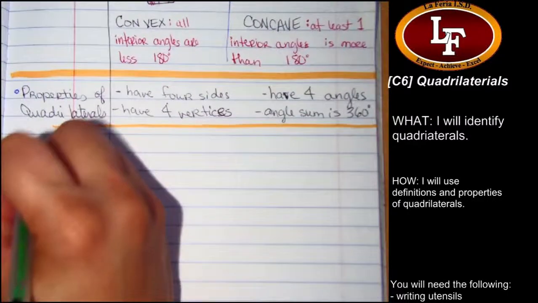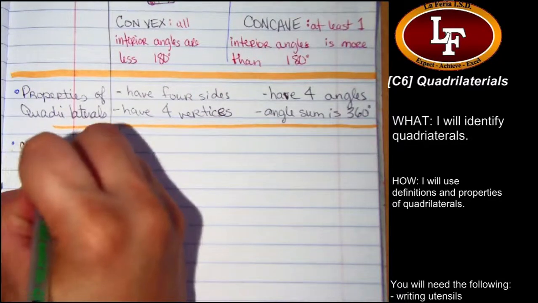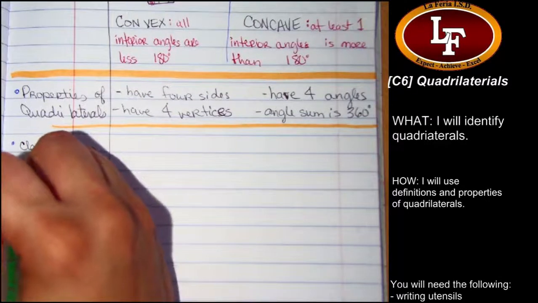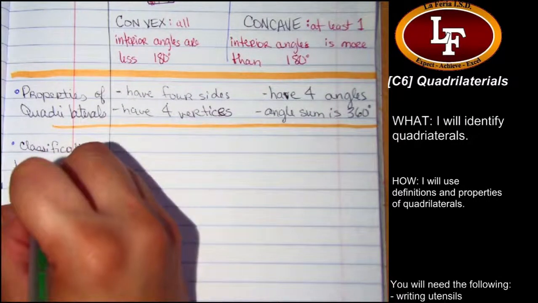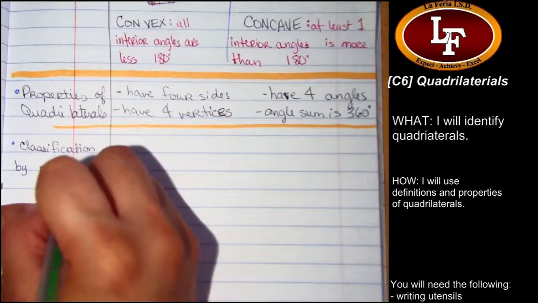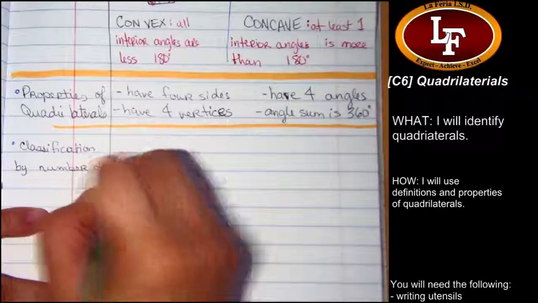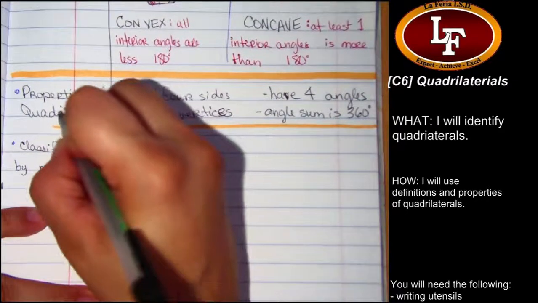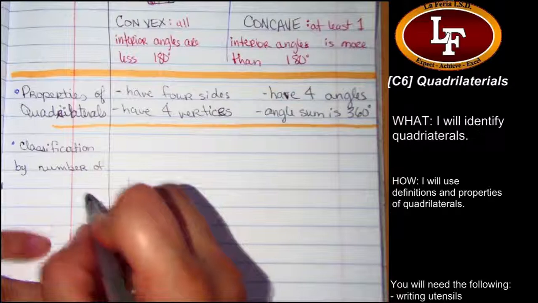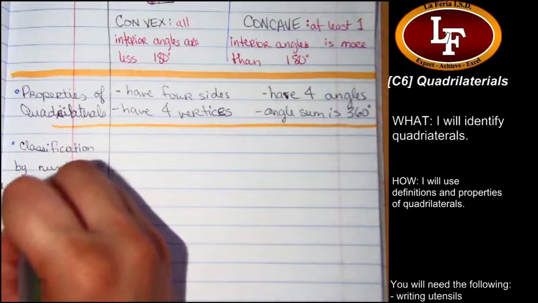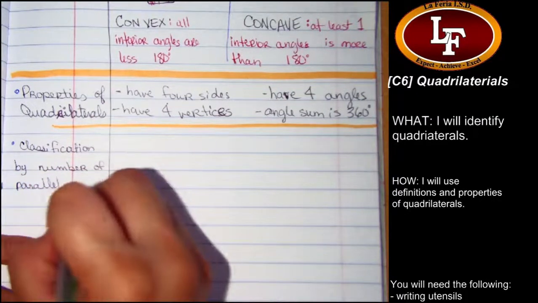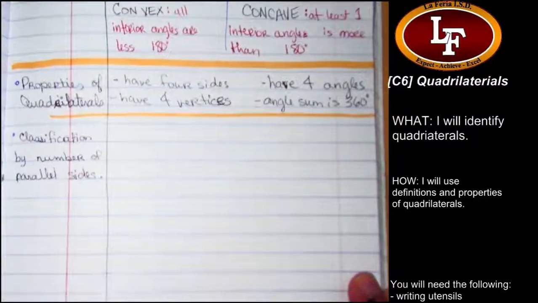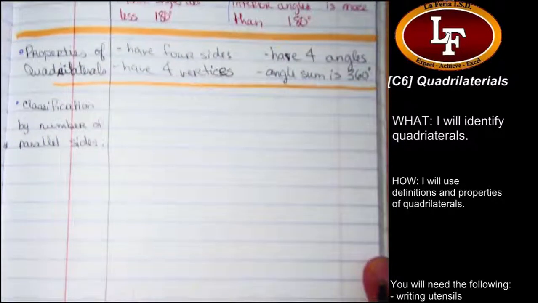And so that's going to be our next section. We're going to classify. So this is going to be our classification of parallelograms, or excuse me, of quadrilaterals by, what is that word? Quadrilateral. Thank you. By the number of parallel sides. This is how we're going to classify the different types of quadrilaterals that we have.